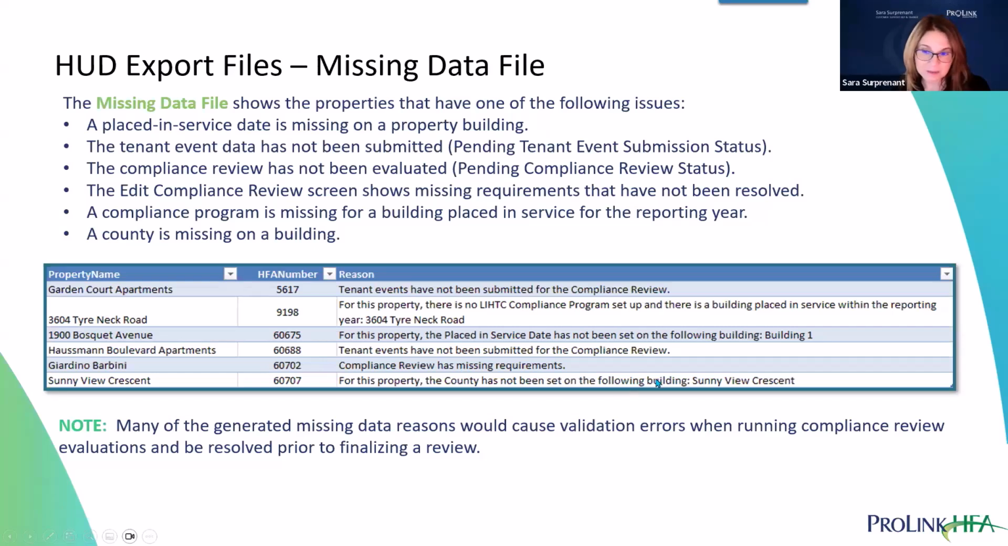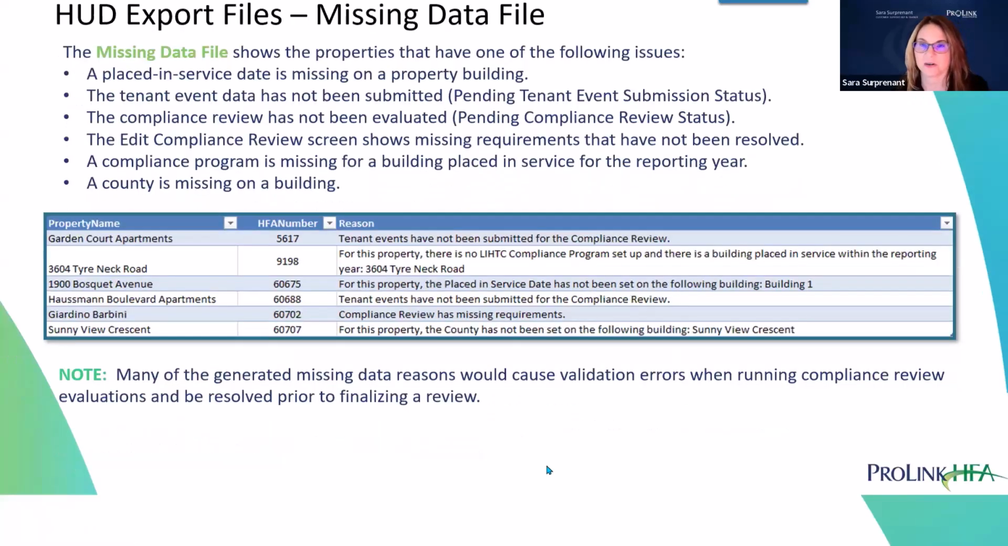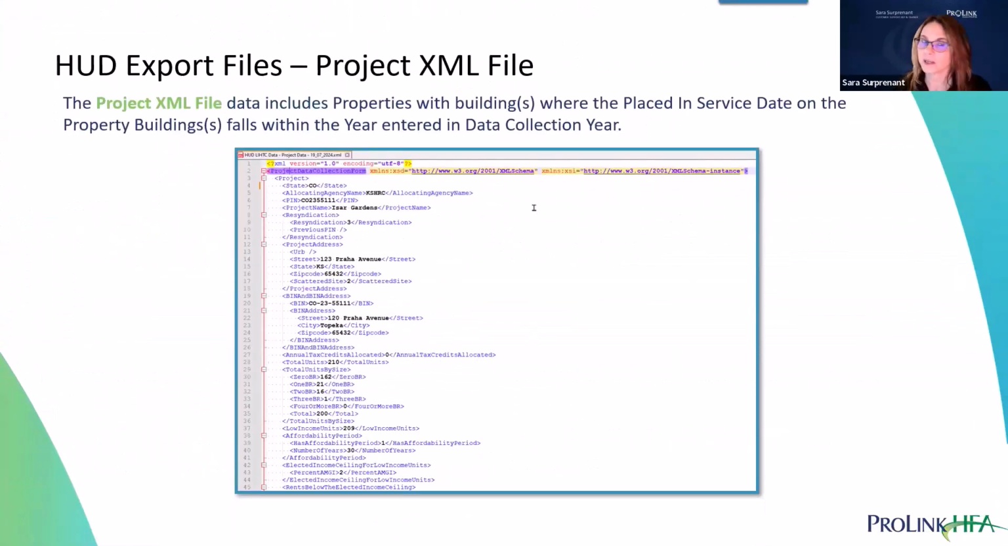Again, with like the county has not been set on the following building, that's going to be an error you get when you first evaluate. If you try to evaluate a bunch of tenant events and there's no county, or city or town, it has no way to know what income and rent limits it needs to check, right? So again, that's why we note this down here. Many of these will be caught during your compliance review evaluations. So that's good. So again, the project XML file data includes properties, the buildings, the place in service data on the property buildings fall within the year entered in the data collection year.